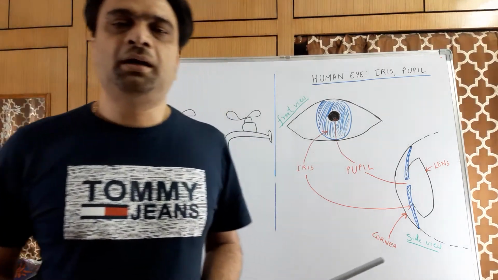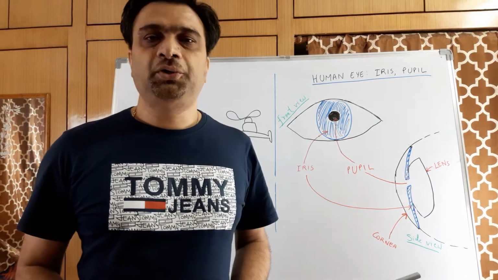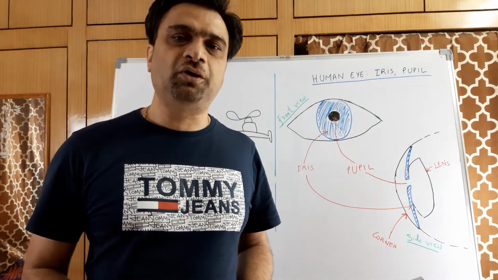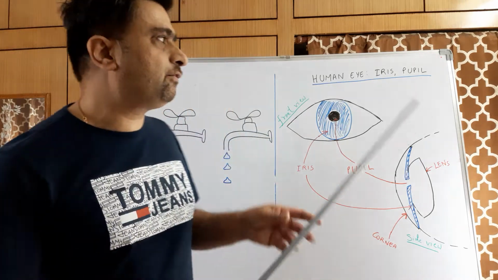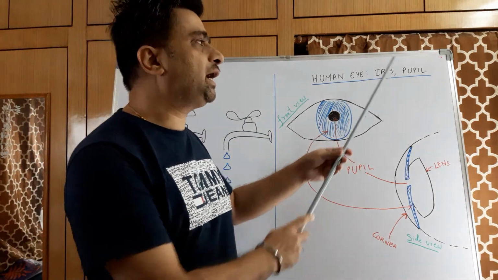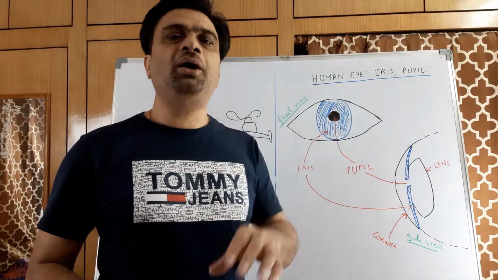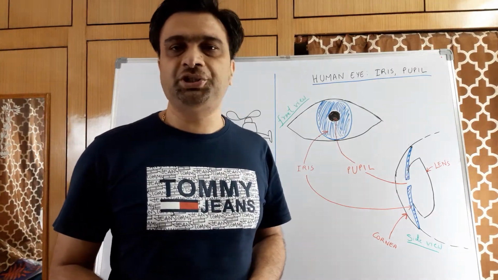Welcome. So in today's video, we are going to learn about the working of the human eye. We will confine ourselves to the working of these two parts, iris and pupil. We'll see how these two parts work in tandem with each other.